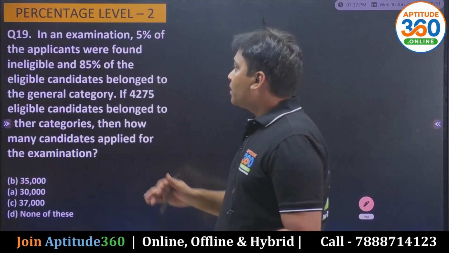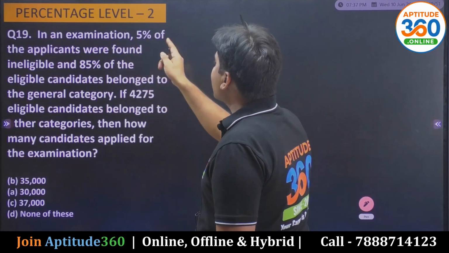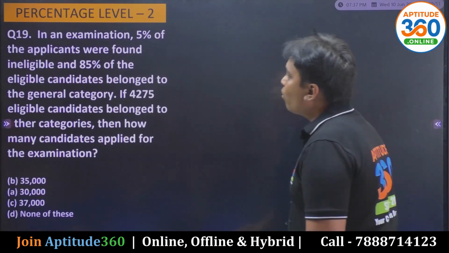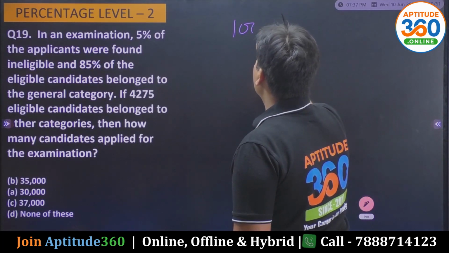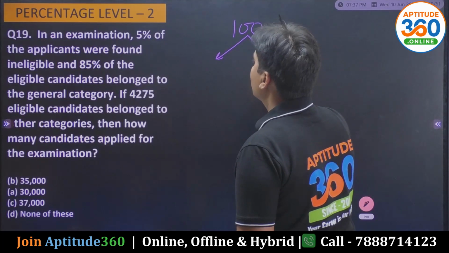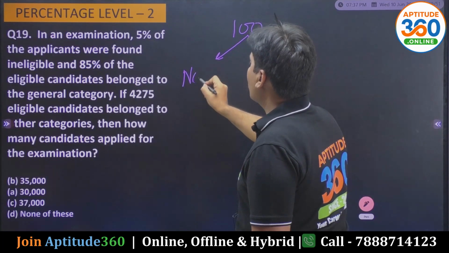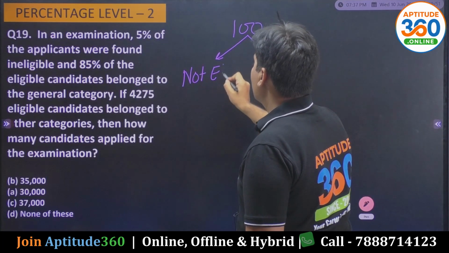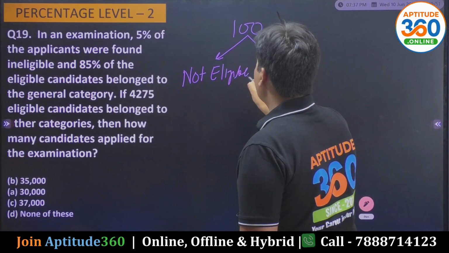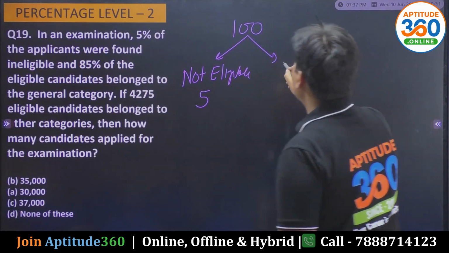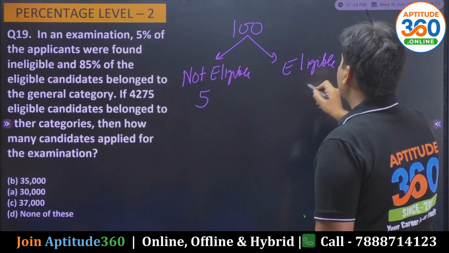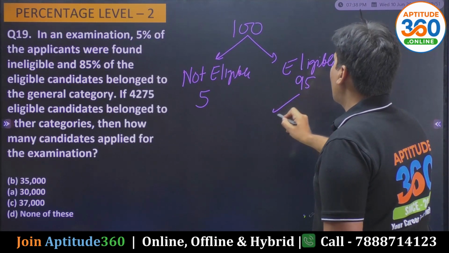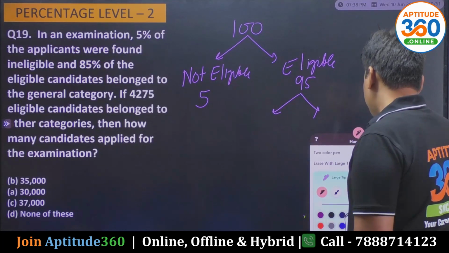Let us solve this problem. In an examination, 5% of the applicants were found ineligible. So how many candidates am I taking? I'm taking 100. And then not eligible. How many of them are not eligible? As per this, 5 of them are not eligible. So how many of them are going to be eligible? 95, isn't it? 95. Now, let the story continue.